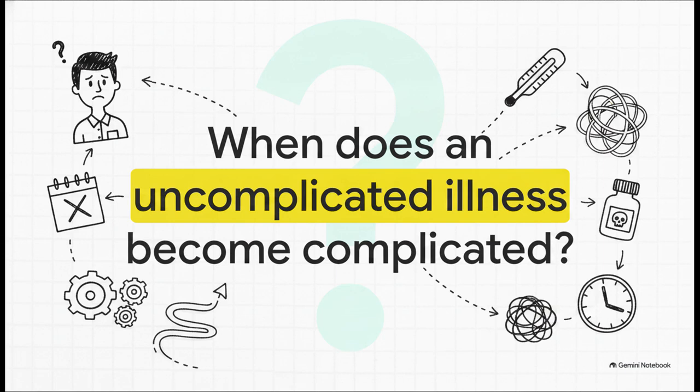We just established that an acute uncomplicated illness is one that isn't resolving as expected, right? But if it keeps failing to resolve, at what exact moment does it cross the line and become an acute complicated illness? What specific symptoms or treatment risks have to pop up to trigger that jump?